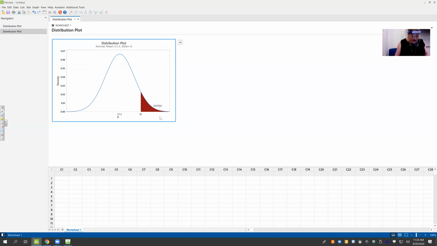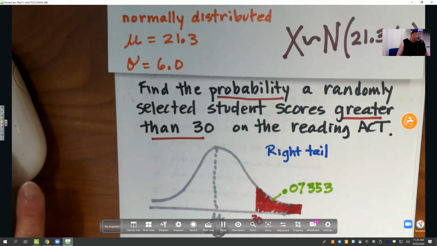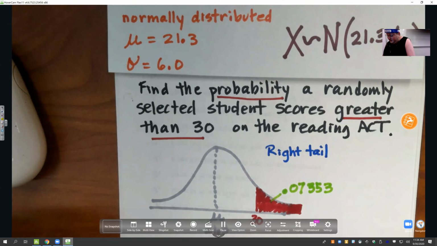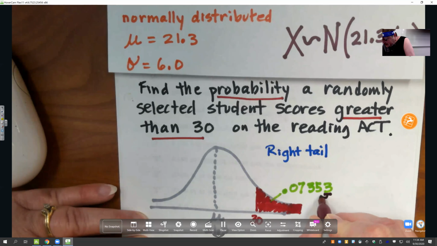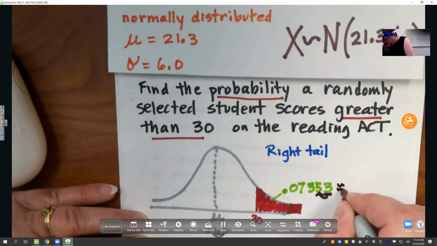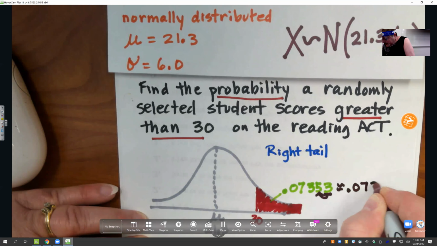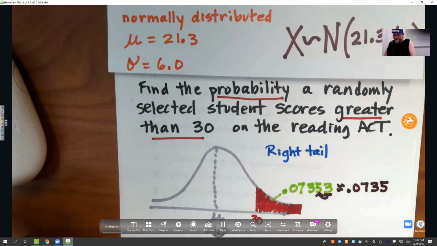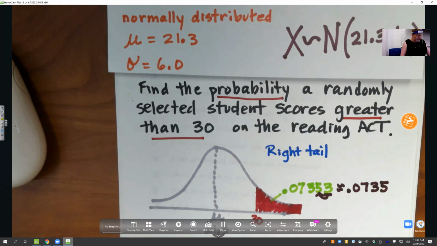Okay, so we have, let me write it down, 0.07353. Now in this case, they give you 5 decimal places. If you need to round to 4, the 3 is next door, so it's not going to bump the 5. So this will be approximately 0.0735.